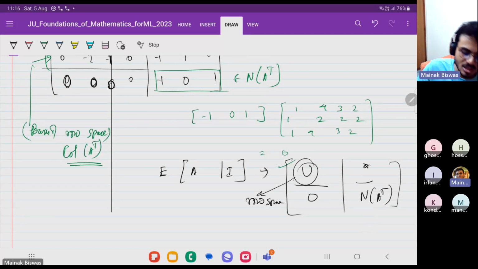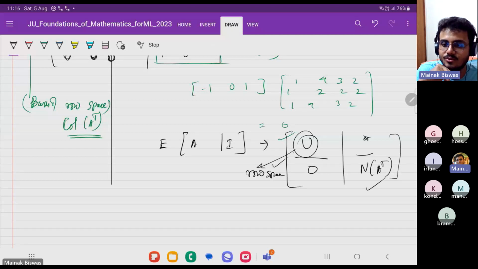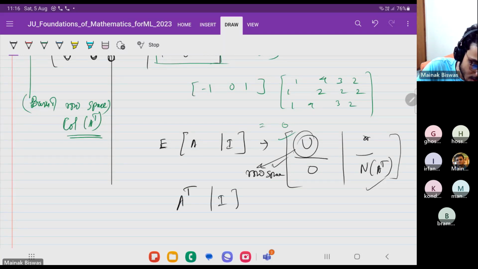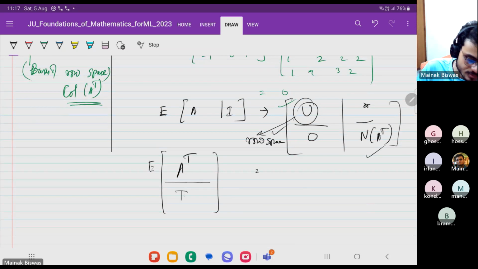So can I use the same method for my column space of A? For column space of A, what will I do? If you have understood, this way I found the row space and null space of A. If I have to find the column space and null space of A, what will I do? Transpose of A. Exactly, finished. So if you take A transpose and augment it with an identity, what will you get? And you will multiply E on the right. You will do column operations.